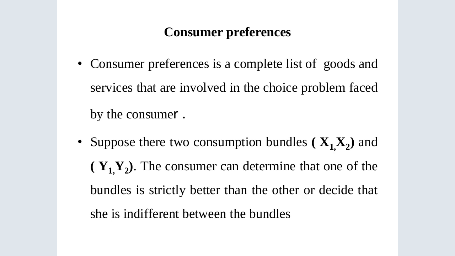Now, since the consumer may not be able to consume the two consumption bundles, he will choose the best of the two bundles. So if we decide that X1, X2 is preferred to Y1, Y2, then he will consume X1 and X2. Or if we think that Y1, Y2 is more preferred than X1, X2, then the consumer will consume Y1, Y2.